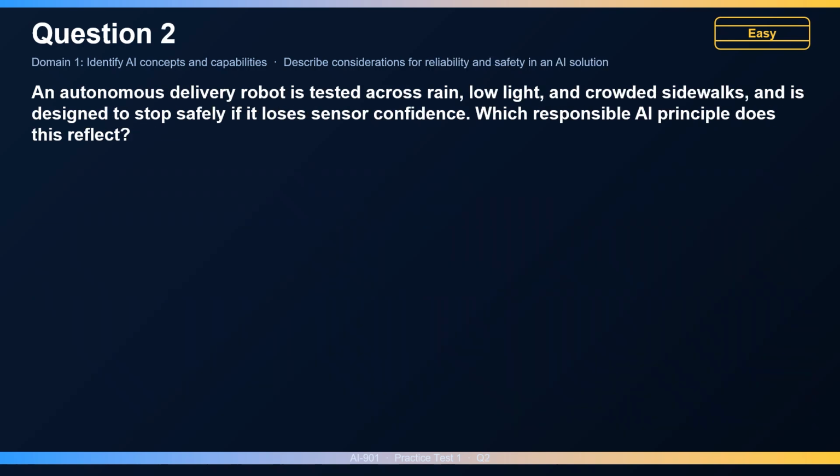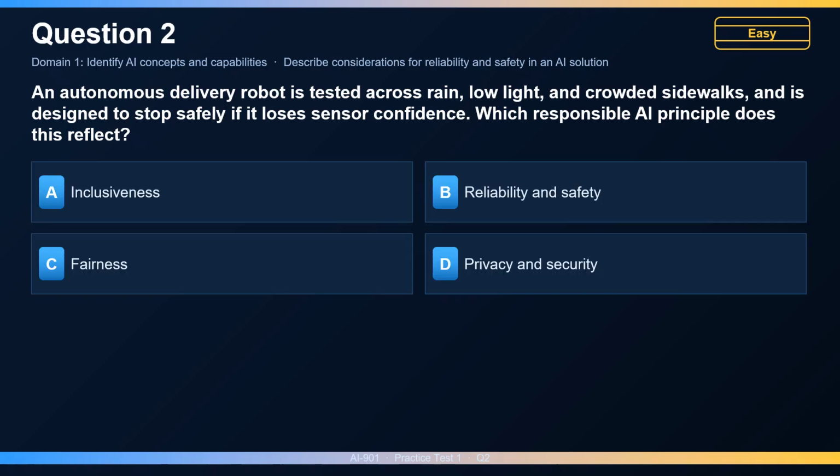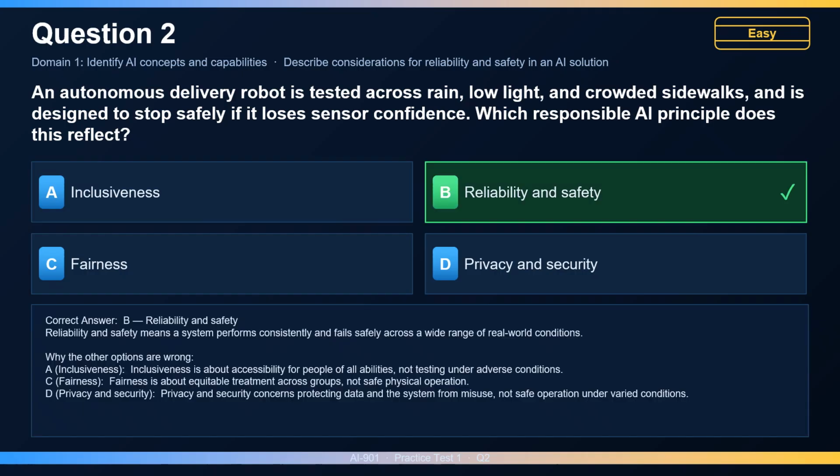Question 2. An autonomous delivery robot is tested across rain, low light, and crowded sidewalks, and is designed to stop safely if it loses sensor confidence. Which responsible AI principle does this reflect? The correct answer is B, reliability and safety. Reliability and safety means a system performs consistently and fails safely across a wide range of real-world conditions.